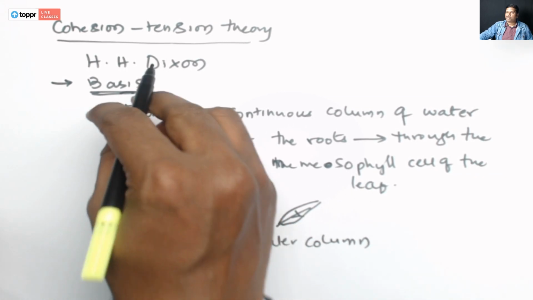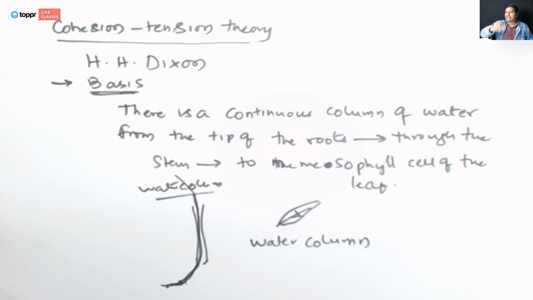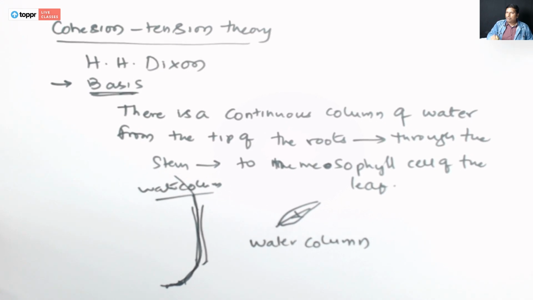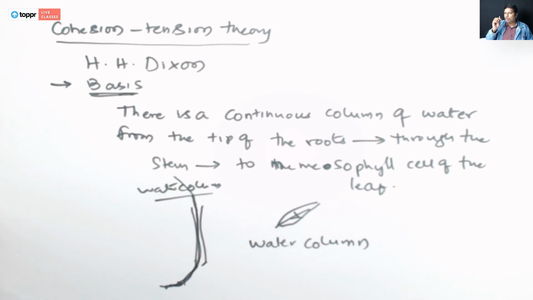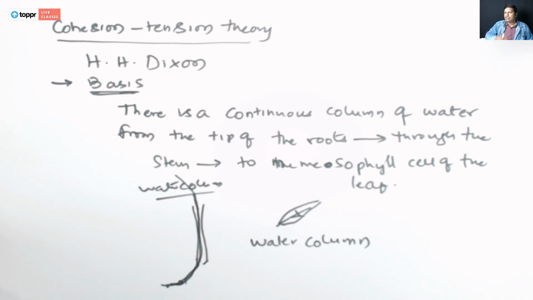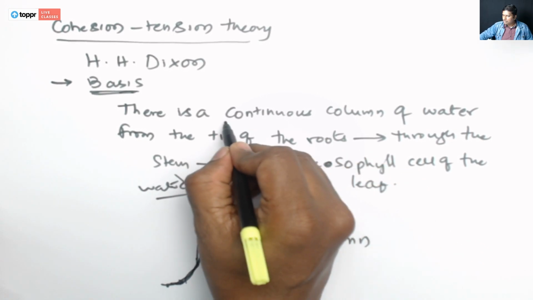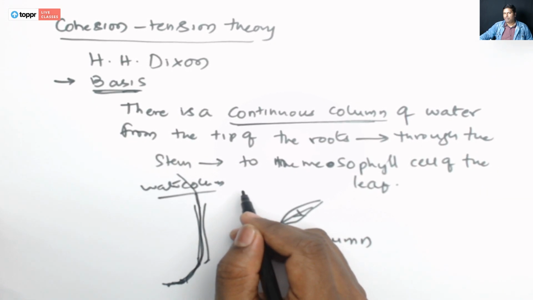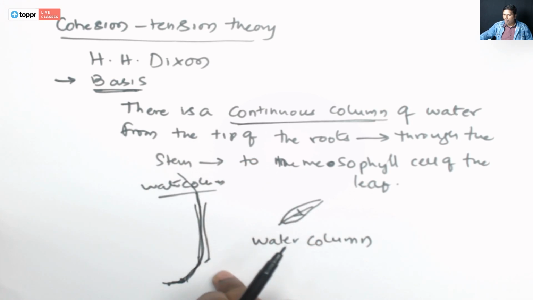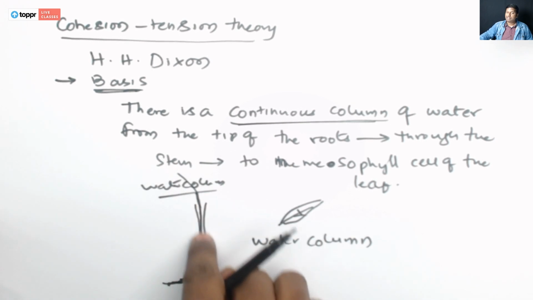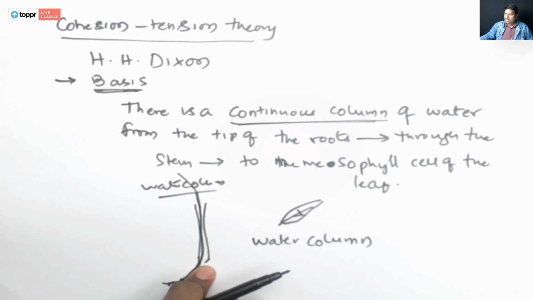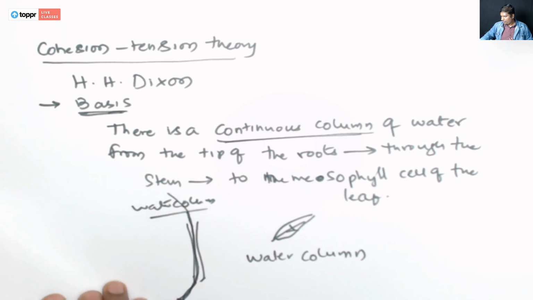That means it's like a straw. You keep your straw in a glass and you start sucking from the top, right? You will see that the water in the glass and the water reaching your mouth is one complete conduit, one complete connection. So that is what is a continuous column. That is what is assumed. So there is a continuous column of water between the tip of the roots and the mesophyll cells present in the leaf with the stem in between. This is the first assumption which was made, and based on this assumption this theory was proposed.